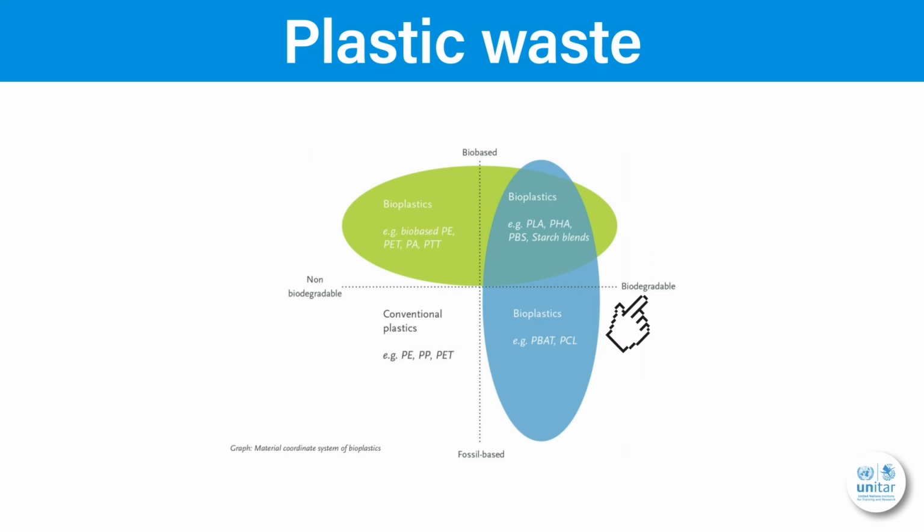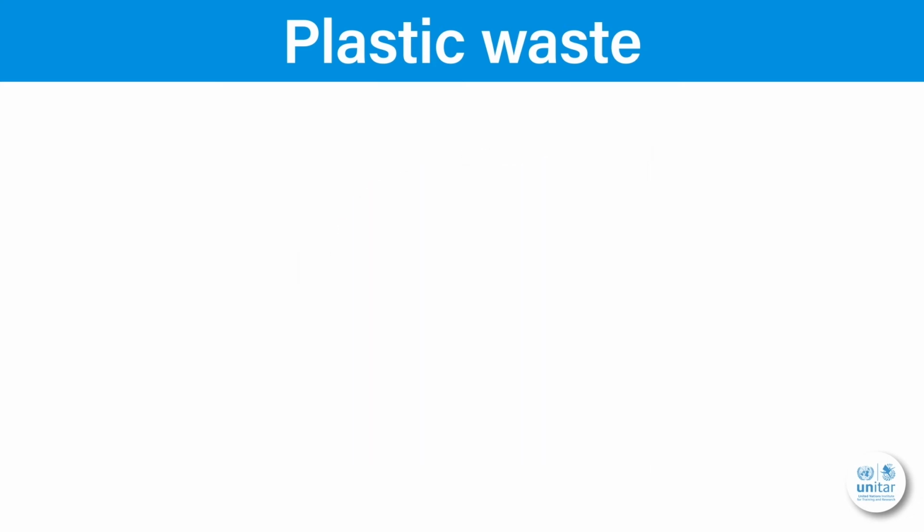Here we can see that conventional plastics such as PE, PP, and PET are of fossil origin and not biodegradable. We also see that some plastics such as PBAT and PCL, falling under category 7, are of fossil origin but indeed biodegradable. And on the other hand, some PET, PE, PA, and PTT plastics of biological origin are not biodegradable. Oxo-degradable plastics are different, and therefore not represented here.